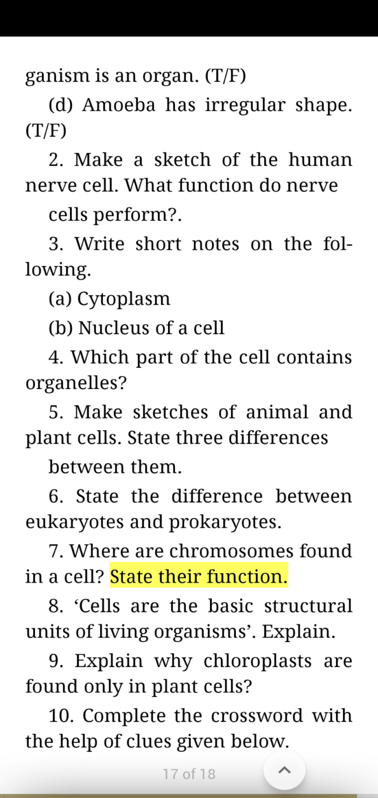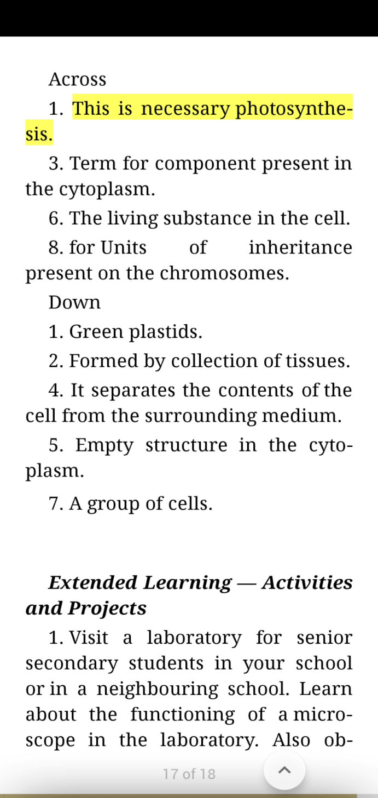State their function. 8. Cells are the basic structural units of living organisms. Explain. 9. Explain why chloroplasts are found only in plant cells. 10. Complete the crossword with the help of clues given below. Across. 2. This is necessary for photosynthesis. 3. Term for component present in the cytoplasm. 6. The living substance in the cell. 8. Units of inheritance present on the chromosomes.